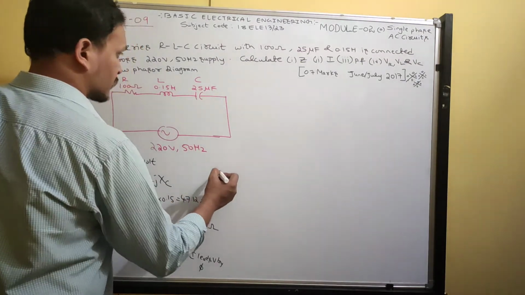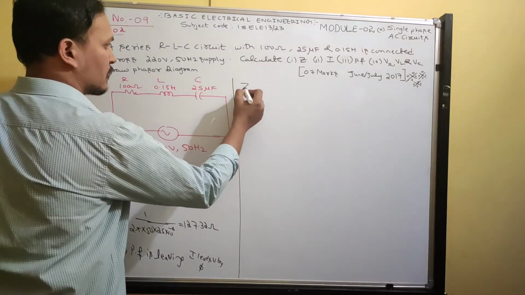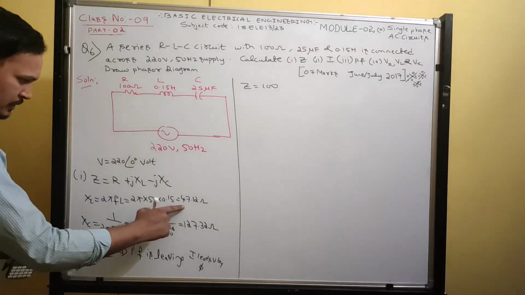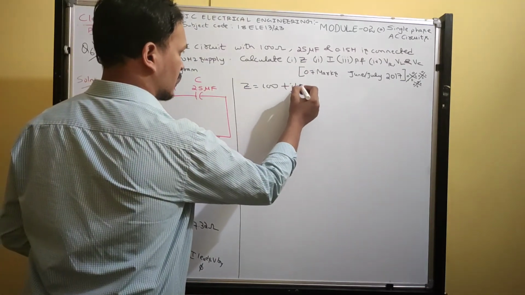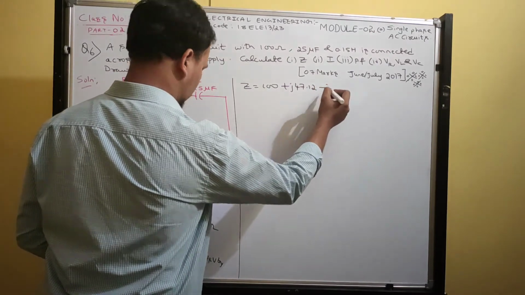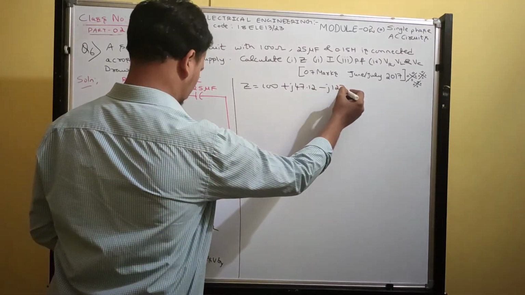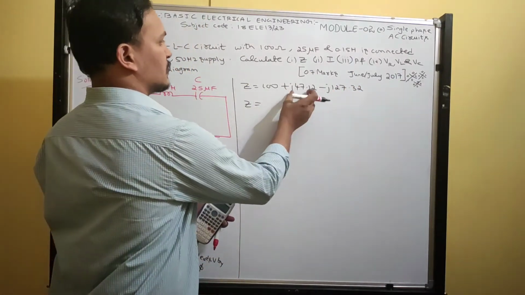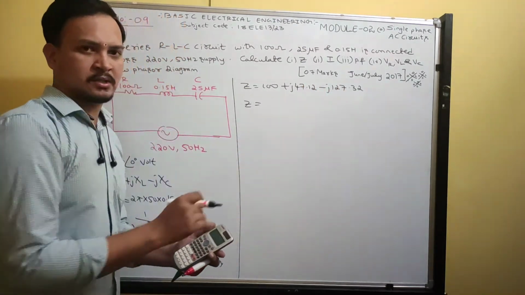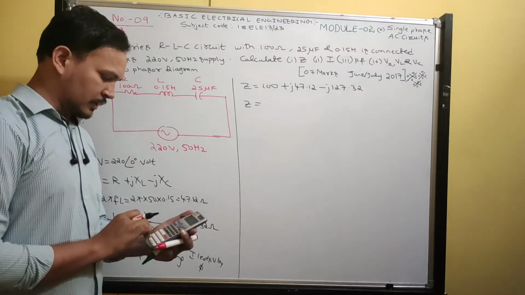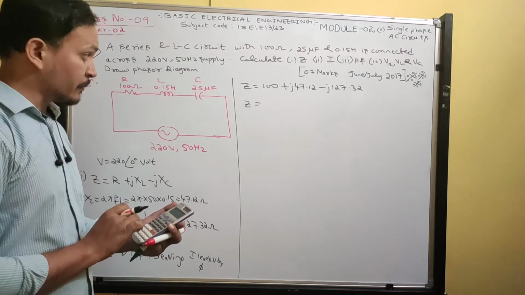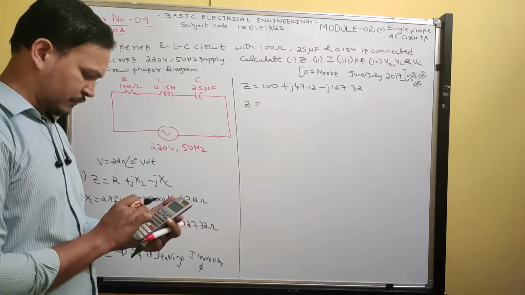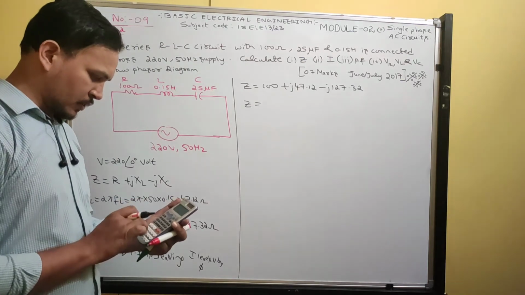Now you substitute all the values. By substituting all these values you will get the impedance. The resistance is 100, the inductance reactance is 47.12, so plus j 47.12, minus j the capacitance value 127.32. Guys, convert this into polar form. Plus j this much and minus j this much, the resultant will be minus j only. So I am calculating that into polar form: 100 plus j 47.12 minus j 127.32. Convert this into polar form.